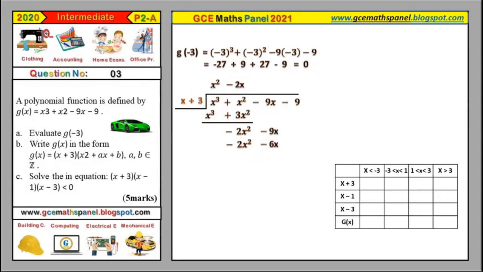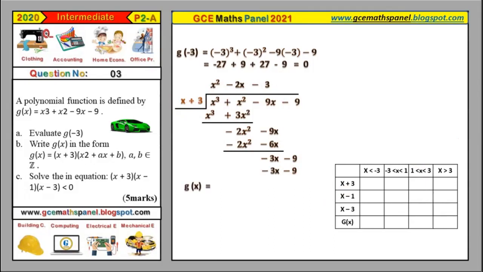We subtract as well. Subtracting minus 2x squared minus minus 2x squared is 0. Minus 9x minus minus 6x will give us minus 3x. We bring down this 9 and we'll have minus 9. So minus 3x divided by this x here will give us minus 3. Minus 3 times x is minus 3x, minus 3 times plus 3 gives us minus 9. When you subtract now, the remainder will be 0.